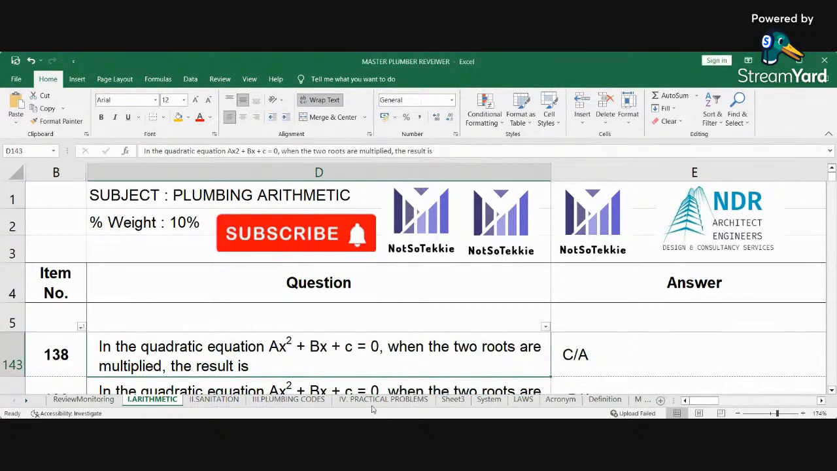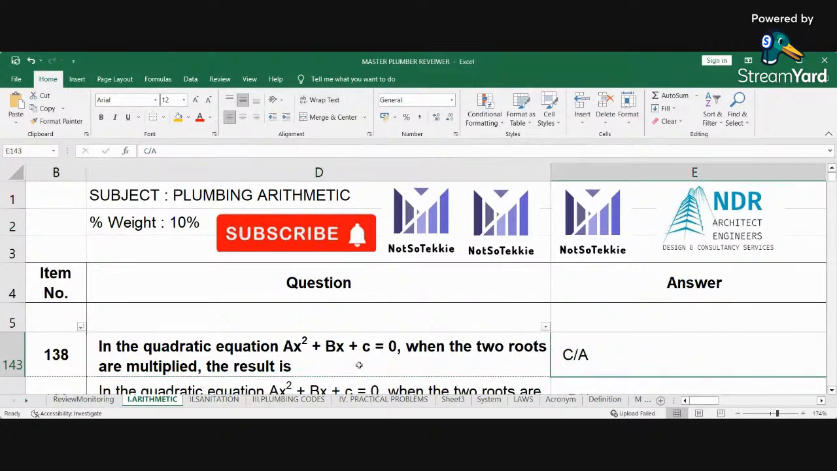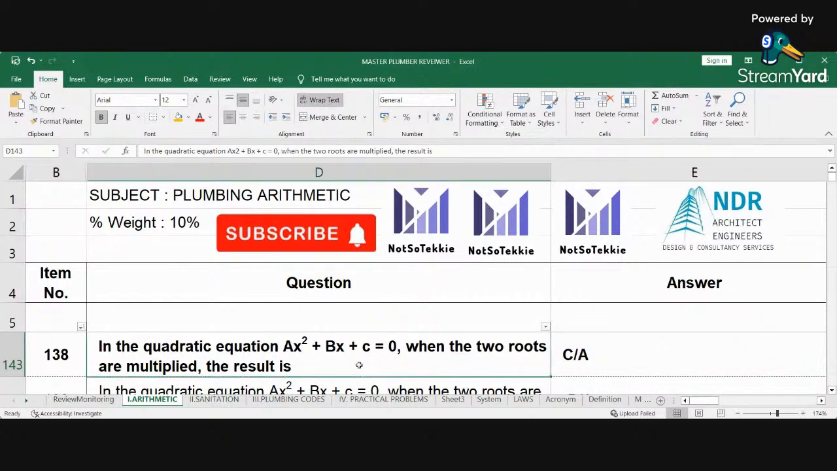138. If in the quadratic equation ax squared plus bx plus c is equal to 0, when two roots are multiplied, the result is c over a. In a quadratic equation, when two roots are multiplied, the result is c over a.